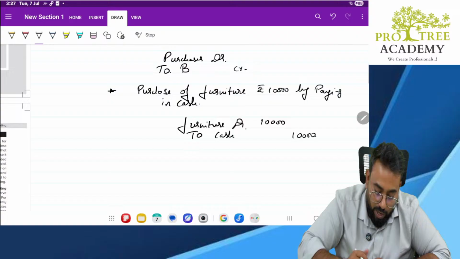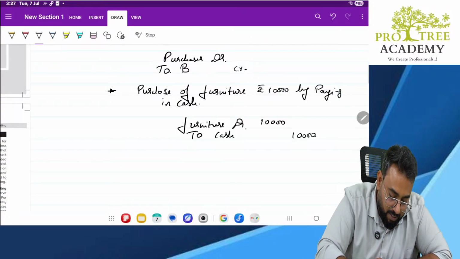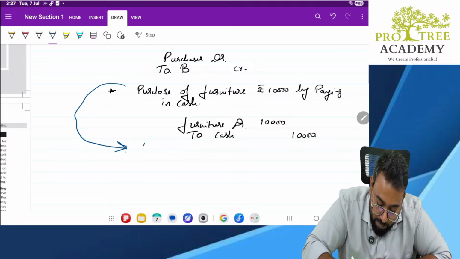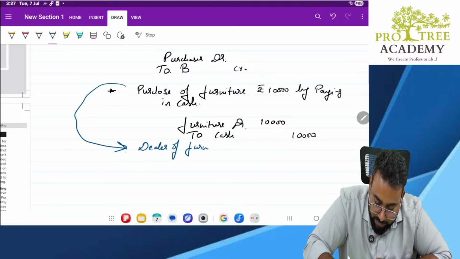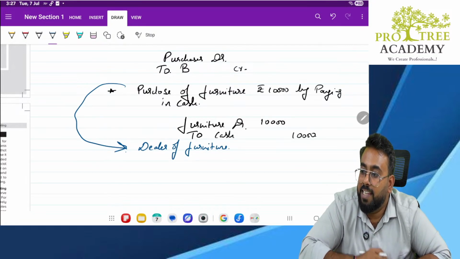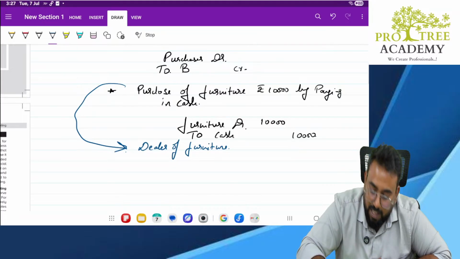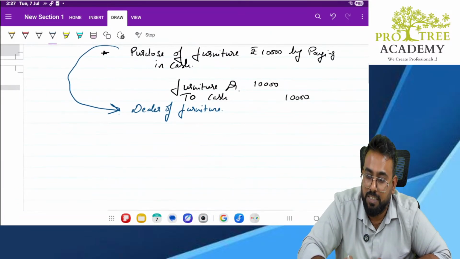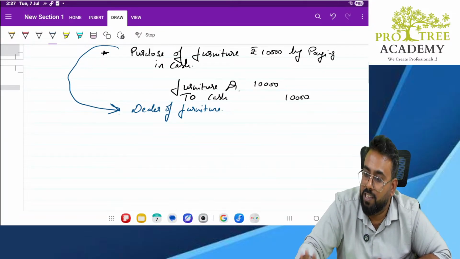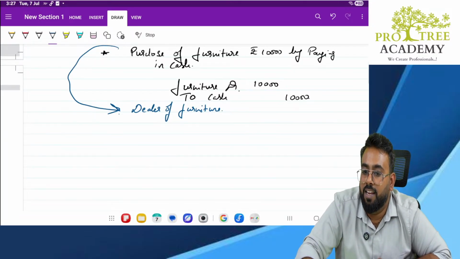Following, everybody? Now I will twist this question. The twist is the same question, but I am a dealer of furniture. Dealer of furniture means what? I sell furniture. Now what will be the entry? No, I'm not selling. I'm just saying I'm a dealer of furniture. The transaction remains the same. I purchased furniture worth 10,000 rupees by paying cash.